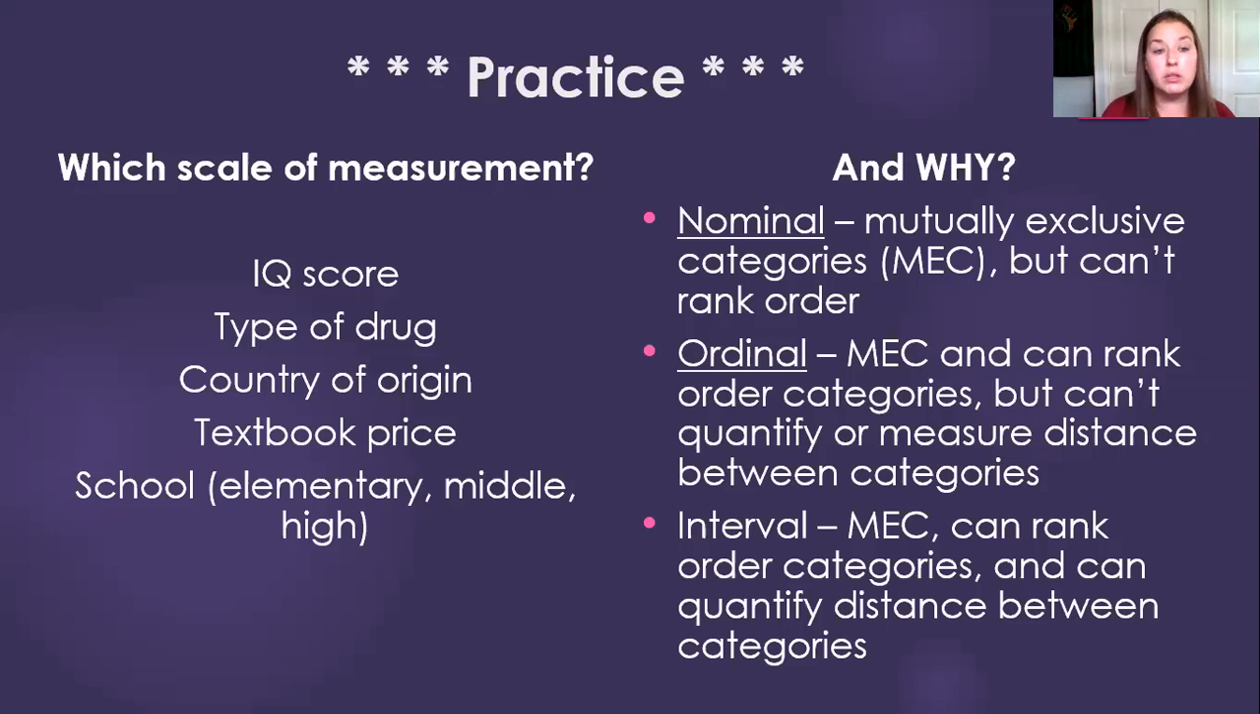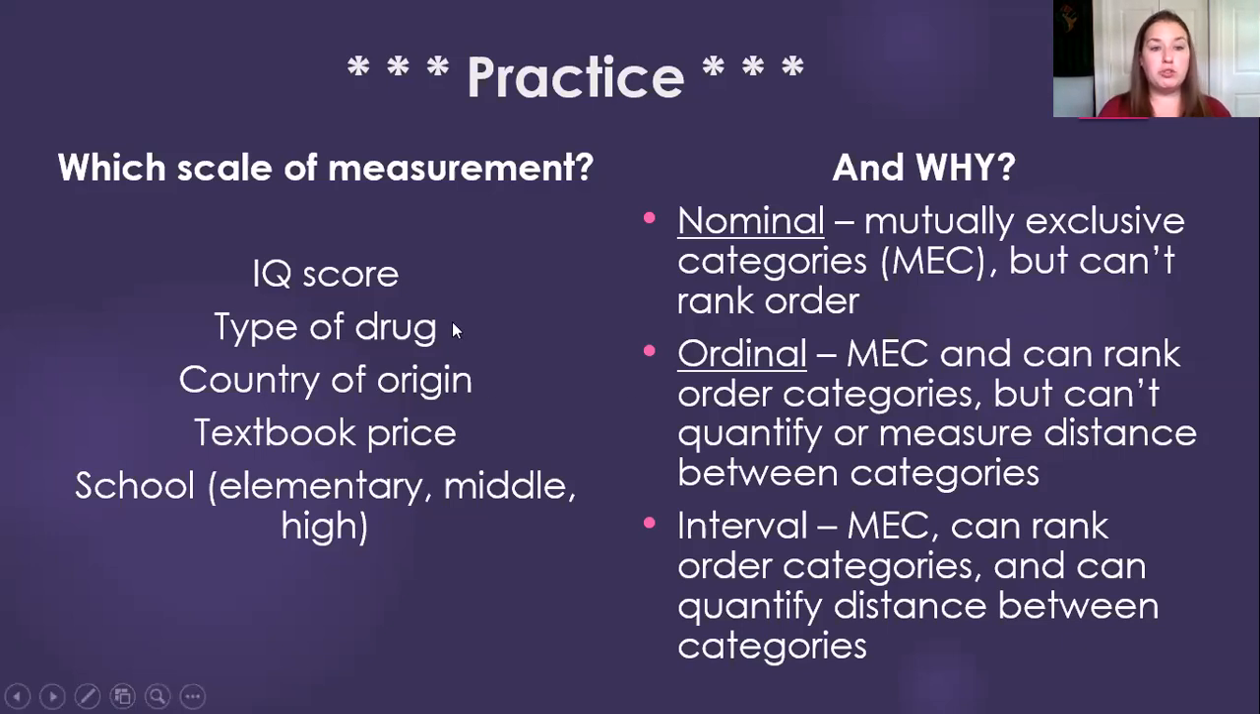We can rank order the categories from high to low, low to high, right? If somebody has low IQ, somebody has high IQ, there's some logical order or ranking to these scores. And then the last characteristic of interval is that we can quantify or measure the distance between categories. We can say that somebody who has an IQ score of 150 is 10 points higher than somebody who has an IQ score of 140. So because there are numeric values that we can measure the distance between, that makes it interval.